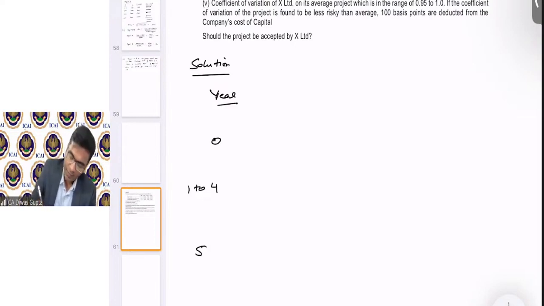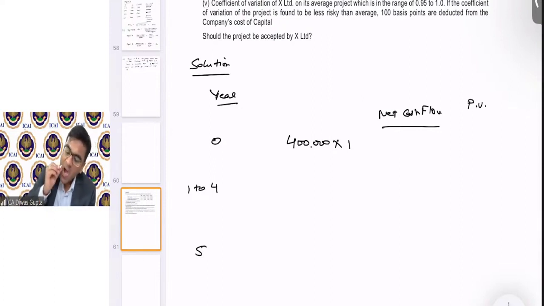So first year, whatever is the probability, 4 lakh will remain same into 1, correct? So the net cash flow is 1 we can take. Present value factor we will do, and this present value factor will be at the rate 10%, and then finally the net present value. Okay. So 4 lakh into 1 will remain 4 lakh. Present value factor for the 0th year will be 1, and hence it will be minus 4 lakh because of the cash outflow.